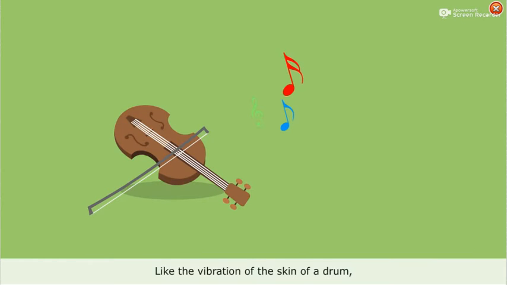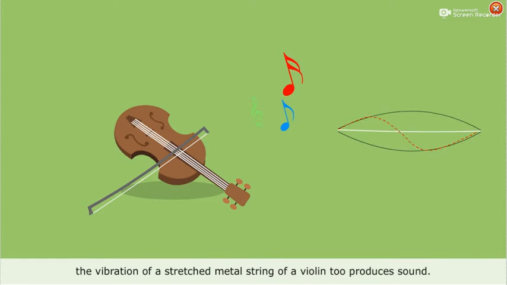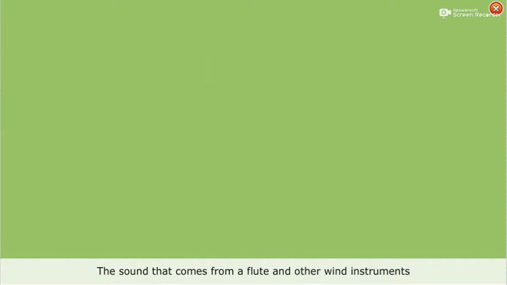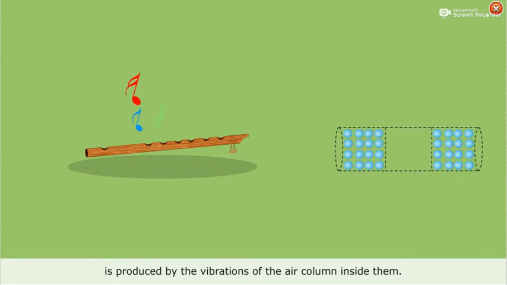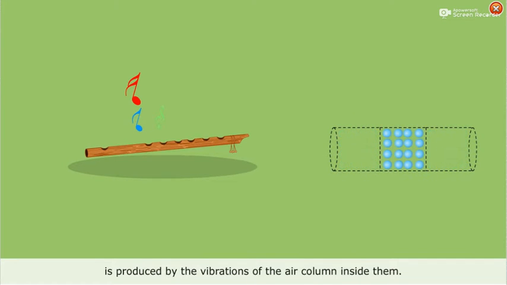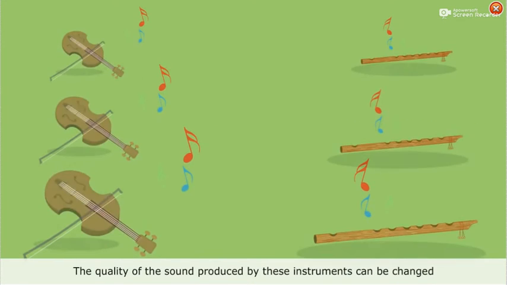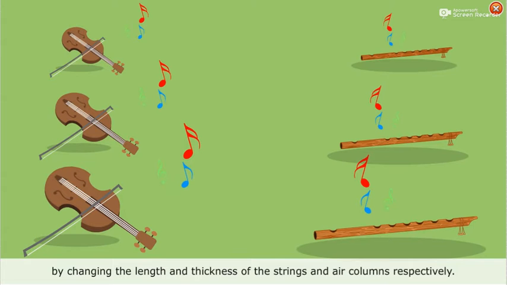Like the vibration of the skin of a drum, the vibration of a stretched metal string of a violin too produces sound. The sound that comes from a flute and other wind instruments is produced by the vibrations of the air column inside them. The quality of the sound produced by these instruments can be changed by changing the length and thickness of the strings and air columns respectively.